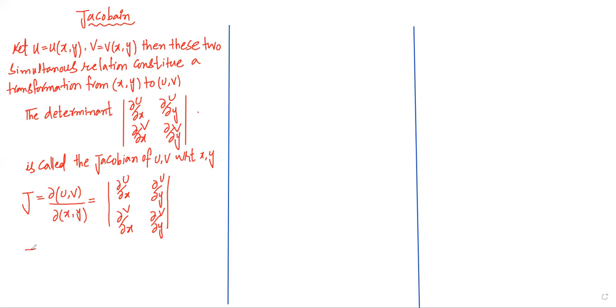Now, if you want to find the J dash value, it should be like this: the Jacobian of xy with respect to uv, and once again this is defined with the determinant like this.